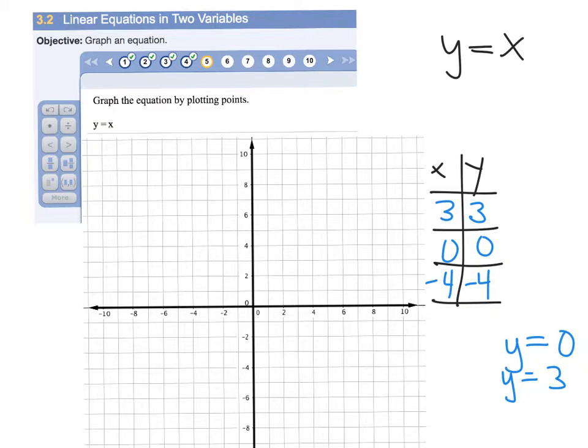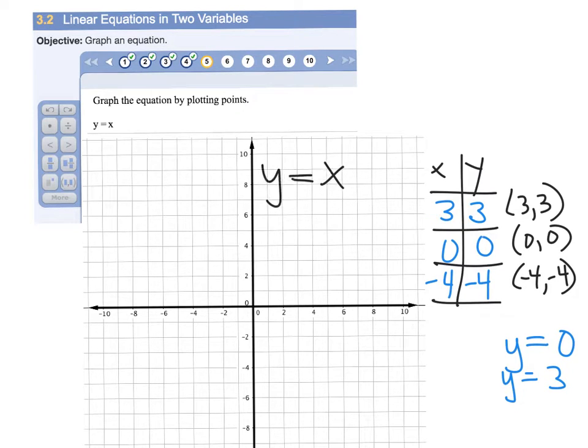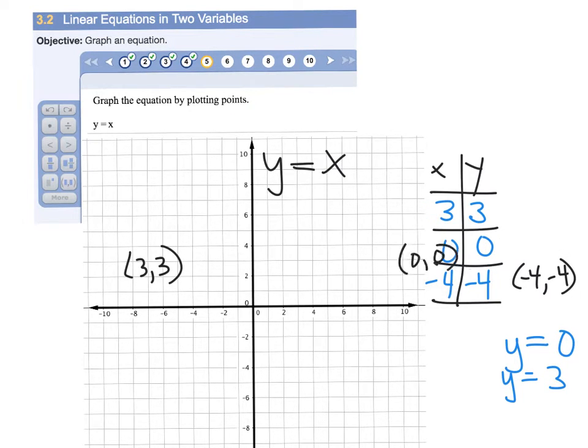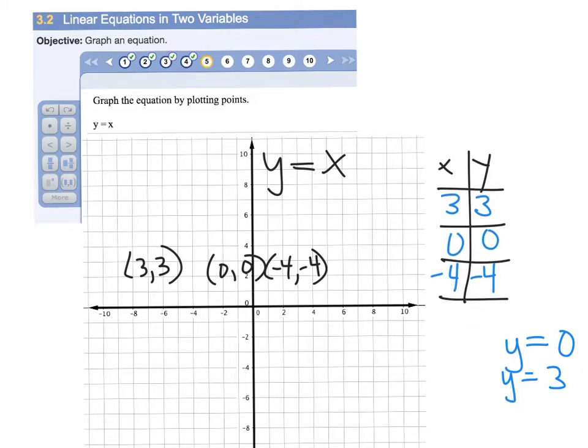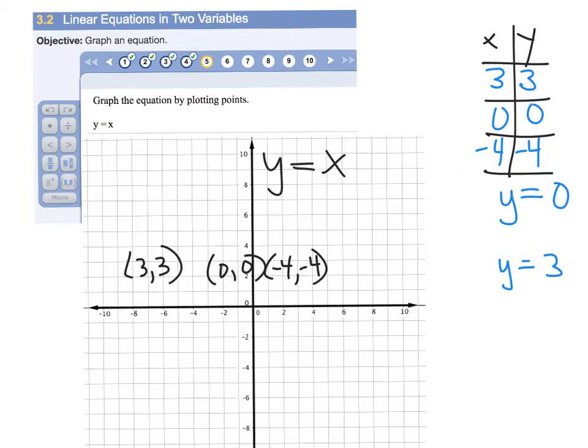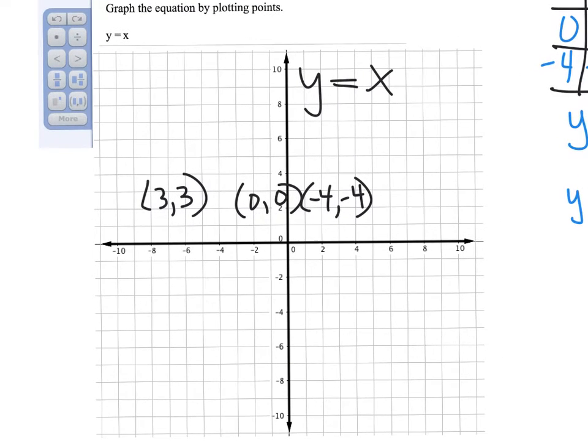So now we know our ordered pairs: 3, 3; 0, 0; and -4, -4. So we're going to take our graph. Here's our equation, and here are the 3 points that we're going to graph. So I'm going to get that guy out of the way, and I'm going to group it, and get this out of the way. And so now here is our graph.